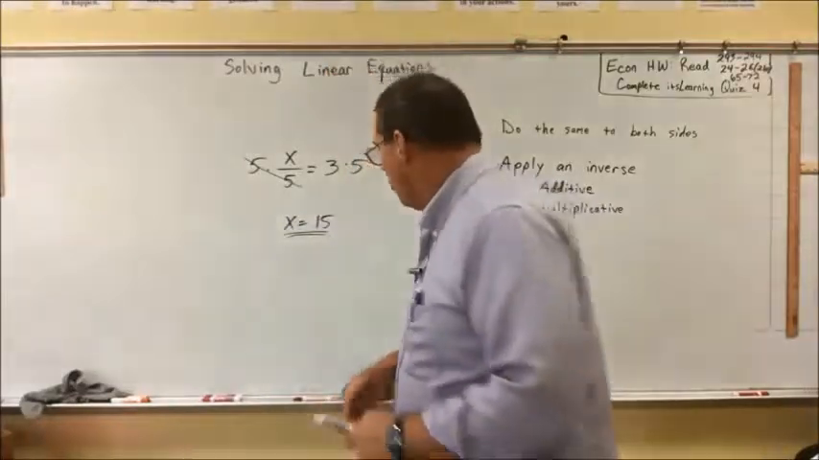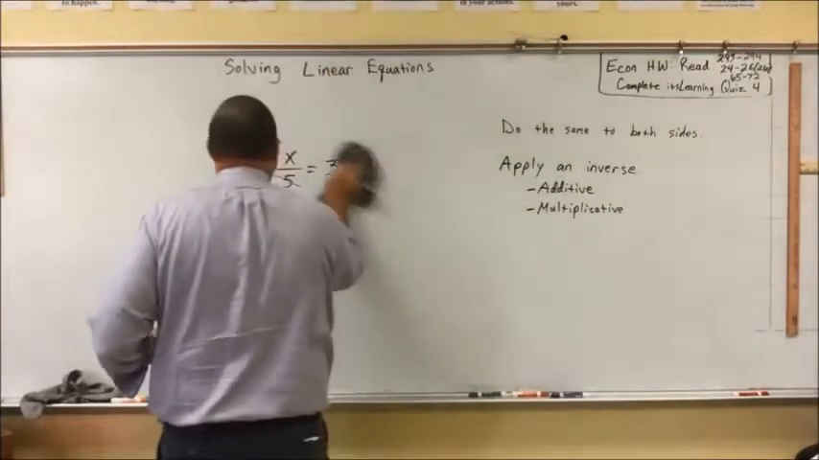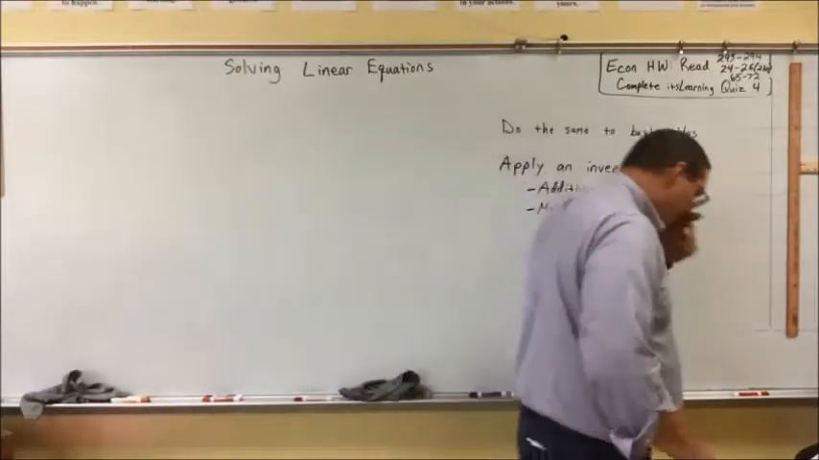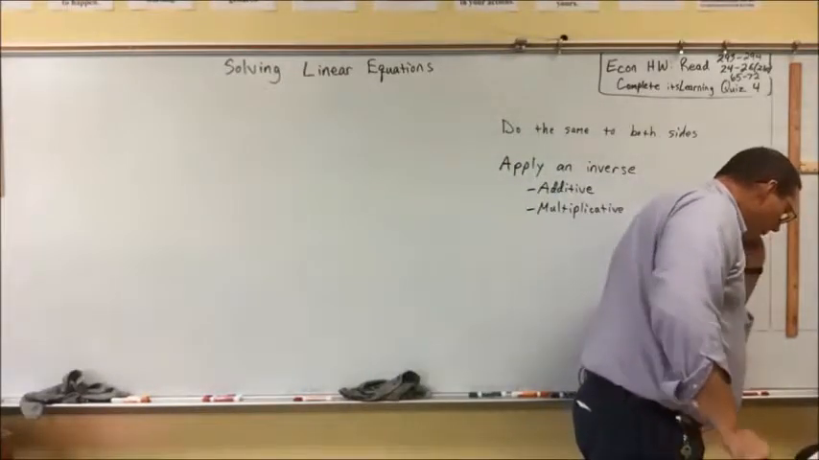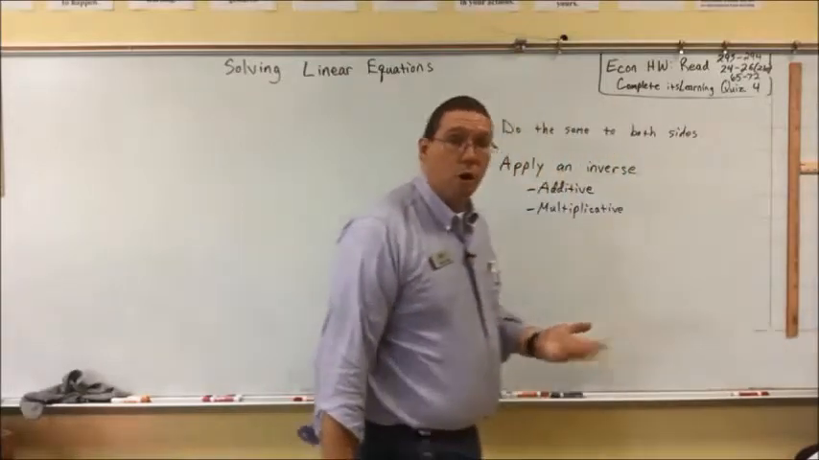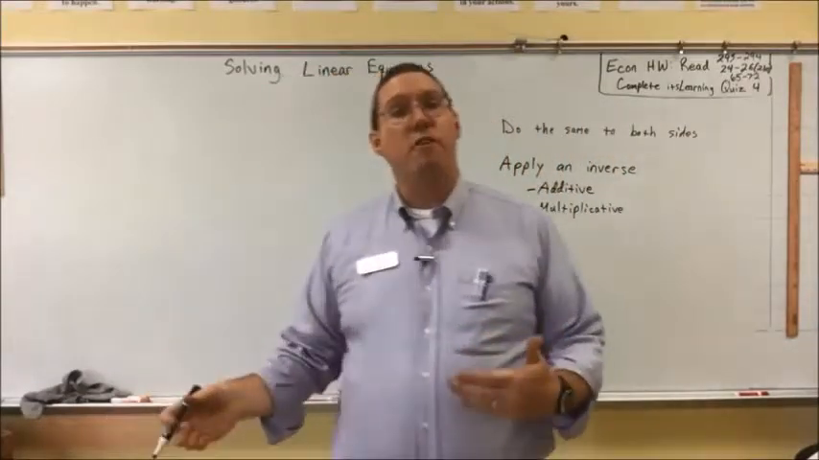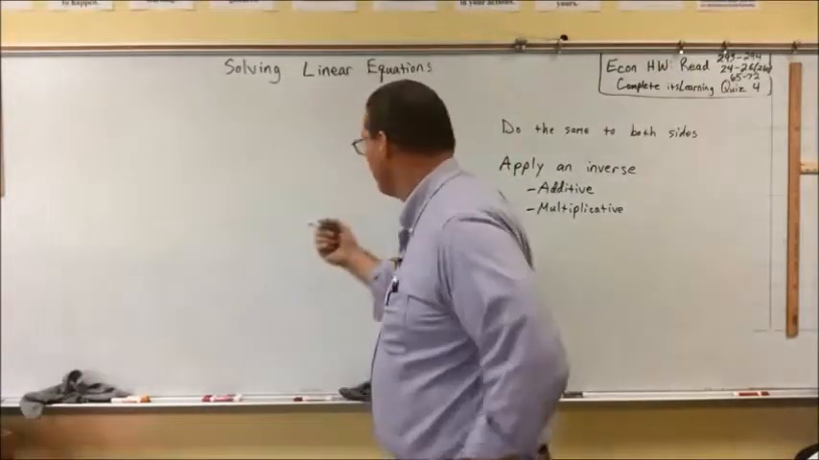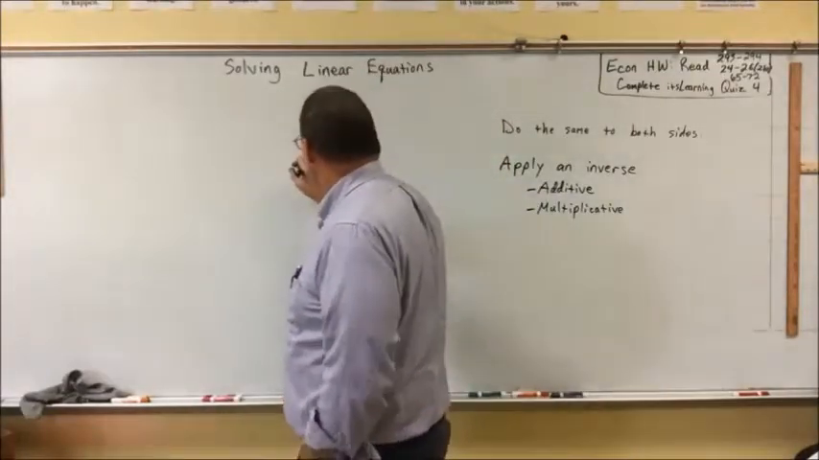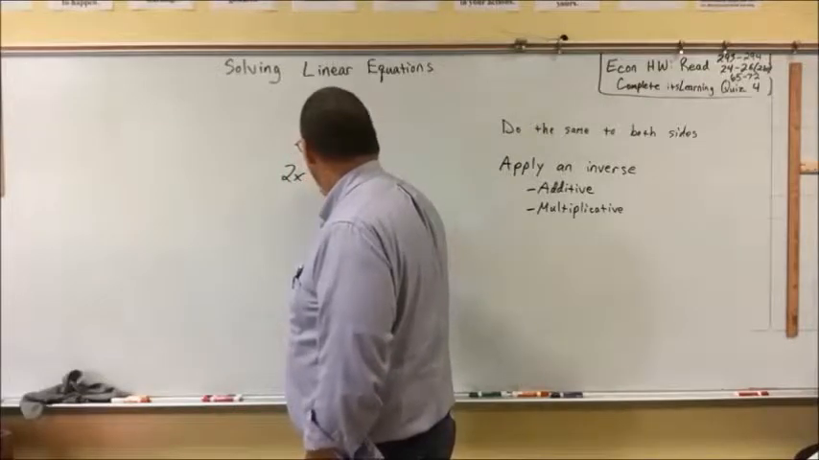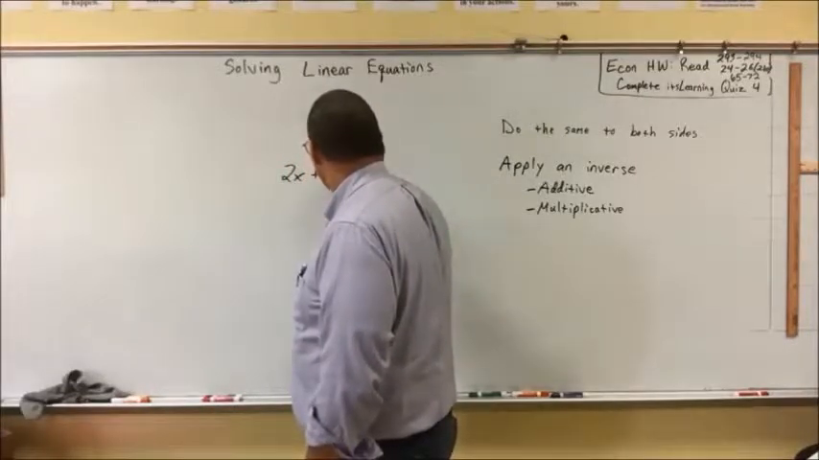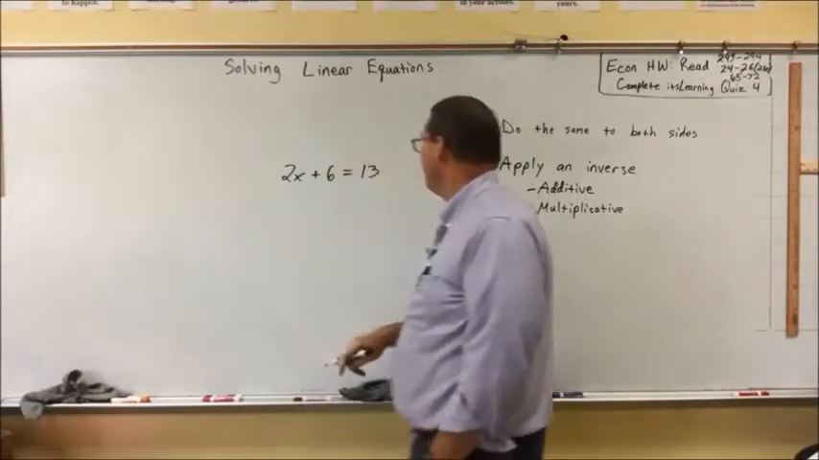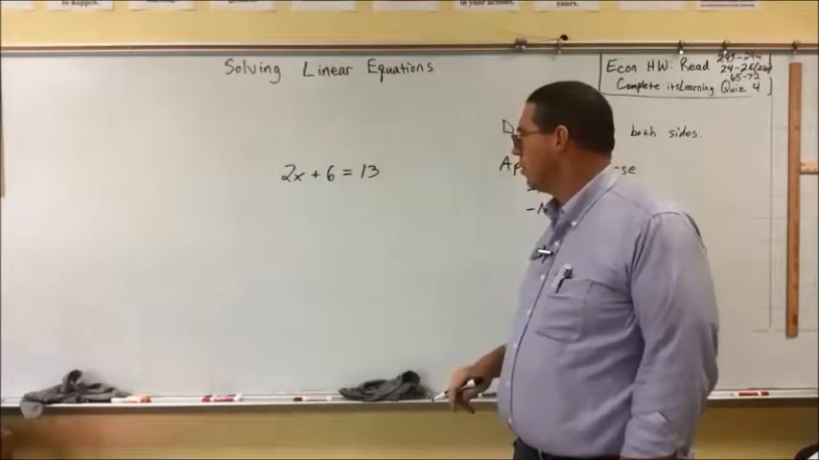Okay? So let's do another kind of example. Let's do what are called multi-step equations. That's where you have to do maybe an additive inverse and a multiplicative inverse in the same problem. Let's say that you have 2x plus 6 is equal to 13. Okay? 2x plus 6 is equal to 13.